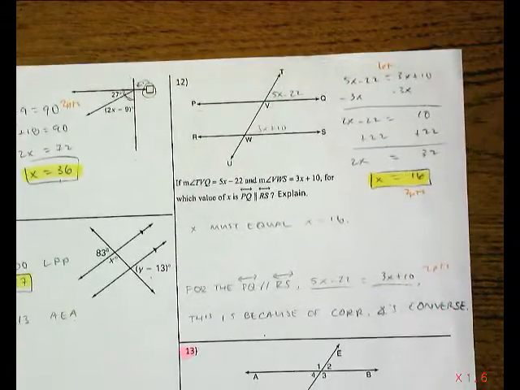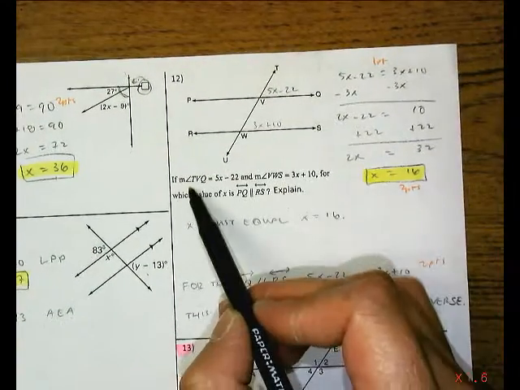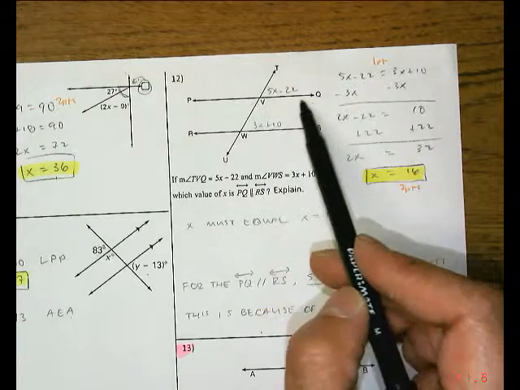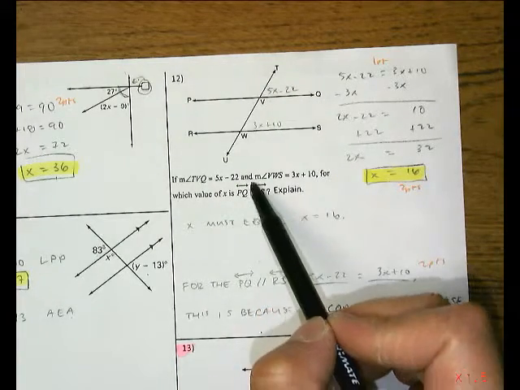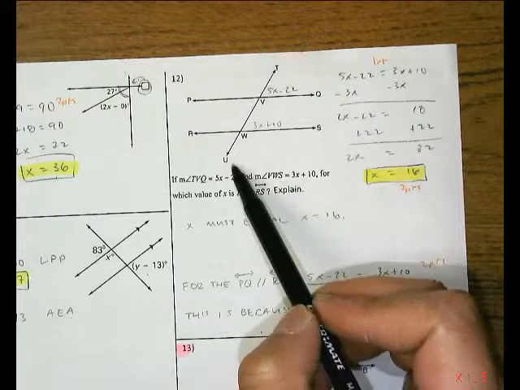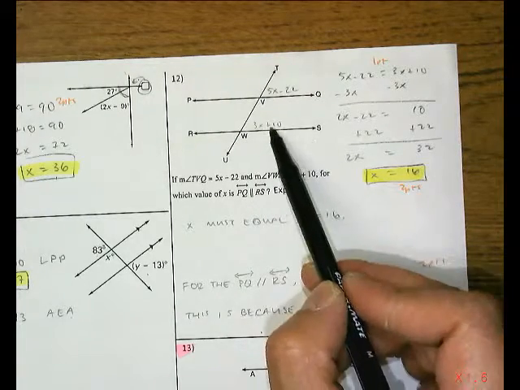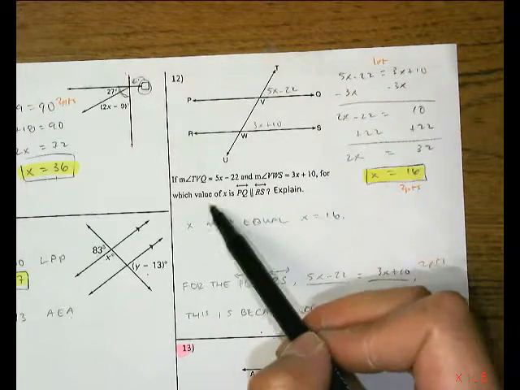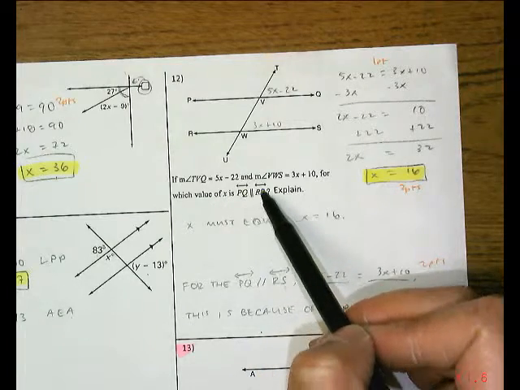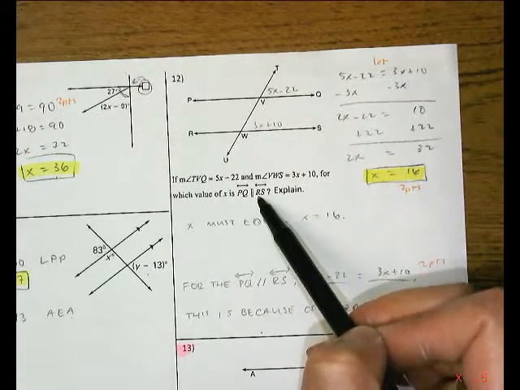Question number 12. If the measure of angle TEQ, notice I'm marking up my picture and putting it on there, and the measure of angle VWS, for which value of x is PQ parallel to RS? So we have to find a value for x and make them parallel and then explain.